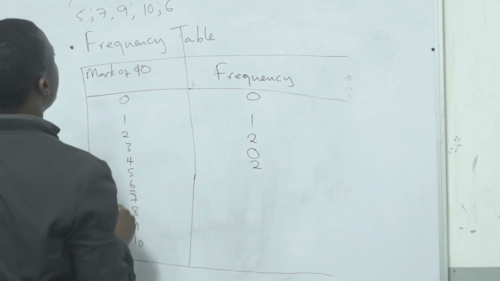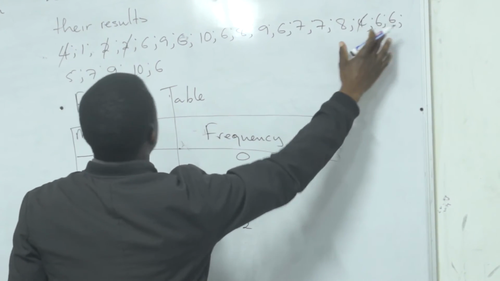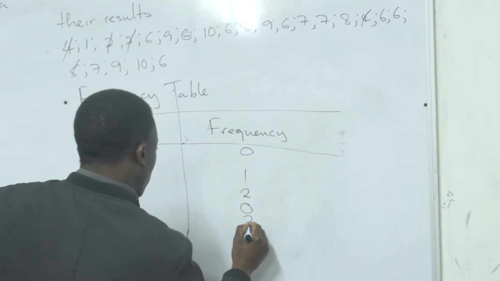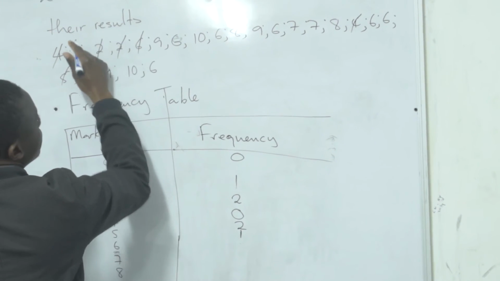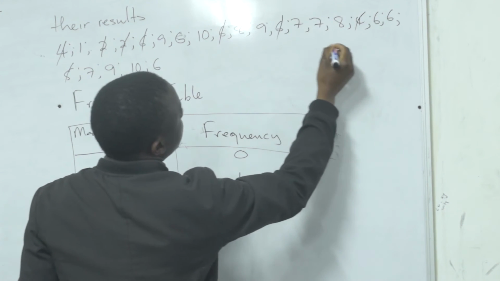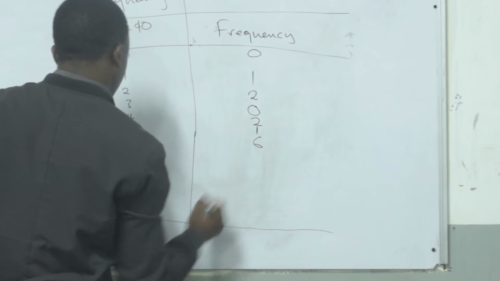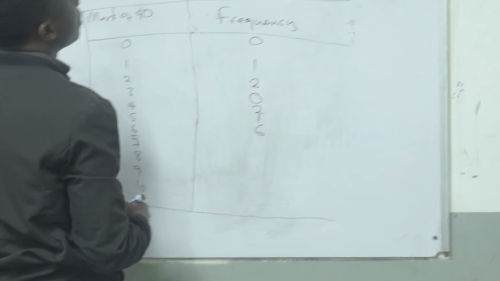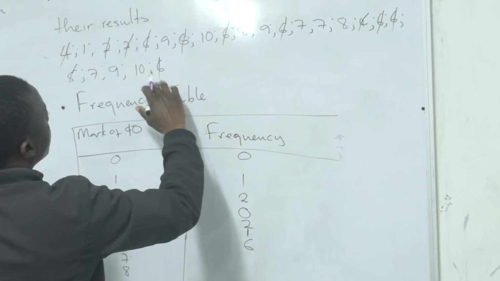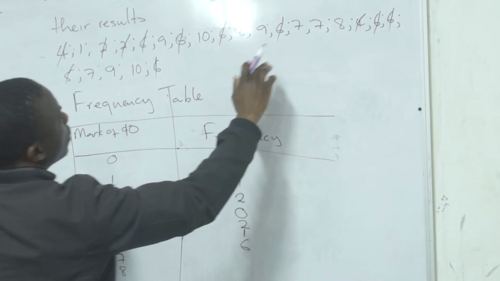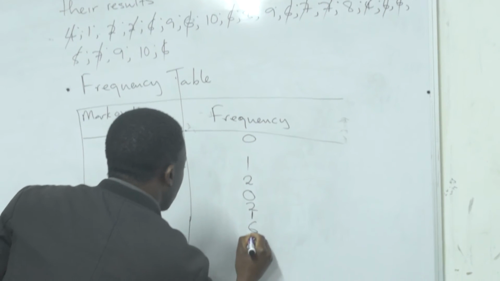Then students who got 5. How many students got 5? We got 1. Then how many students got 6? We got 1, 2, 3, 4, 5. So we got 5 here. Then how many students got 7? We got 1, 2, 3. So we got 3.